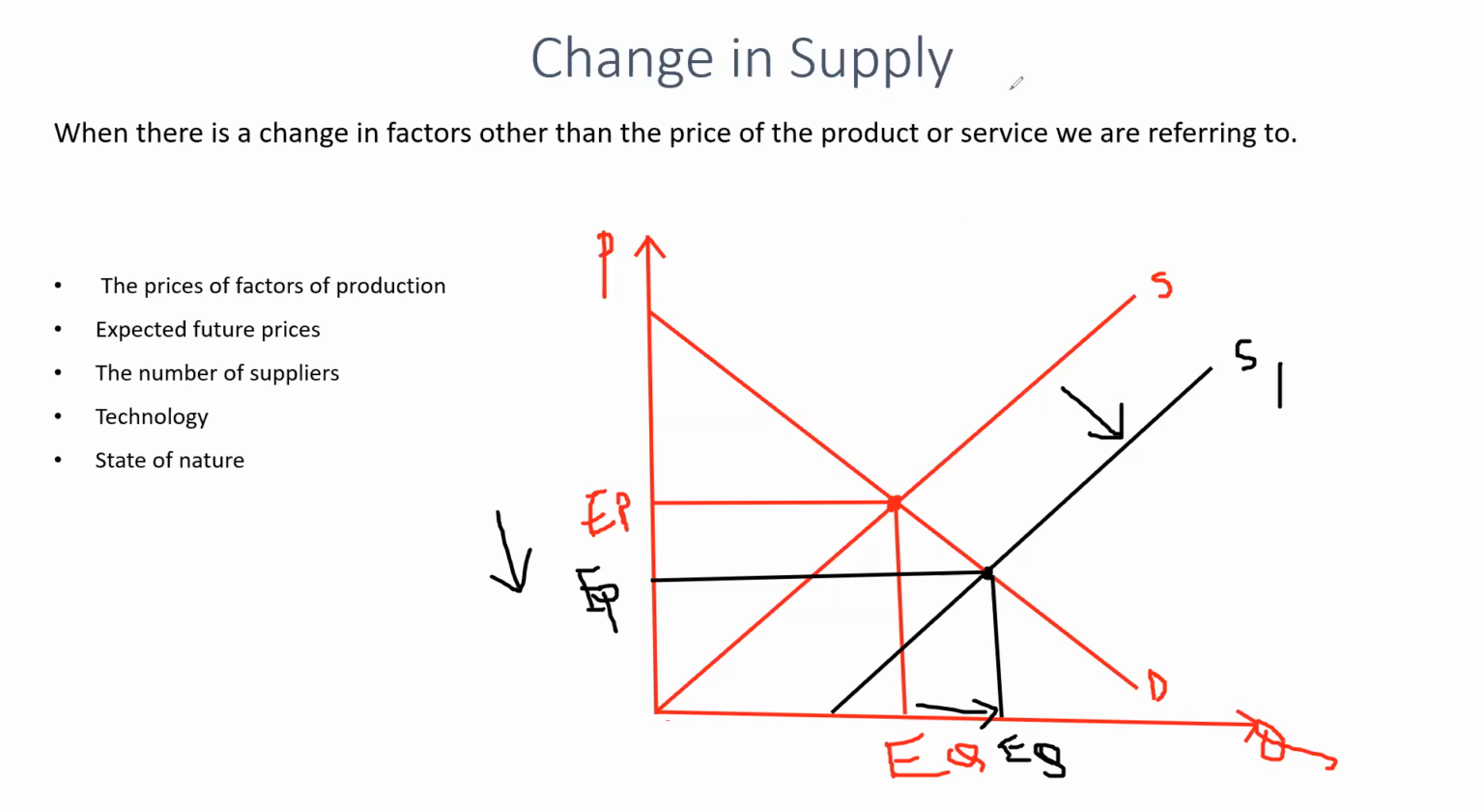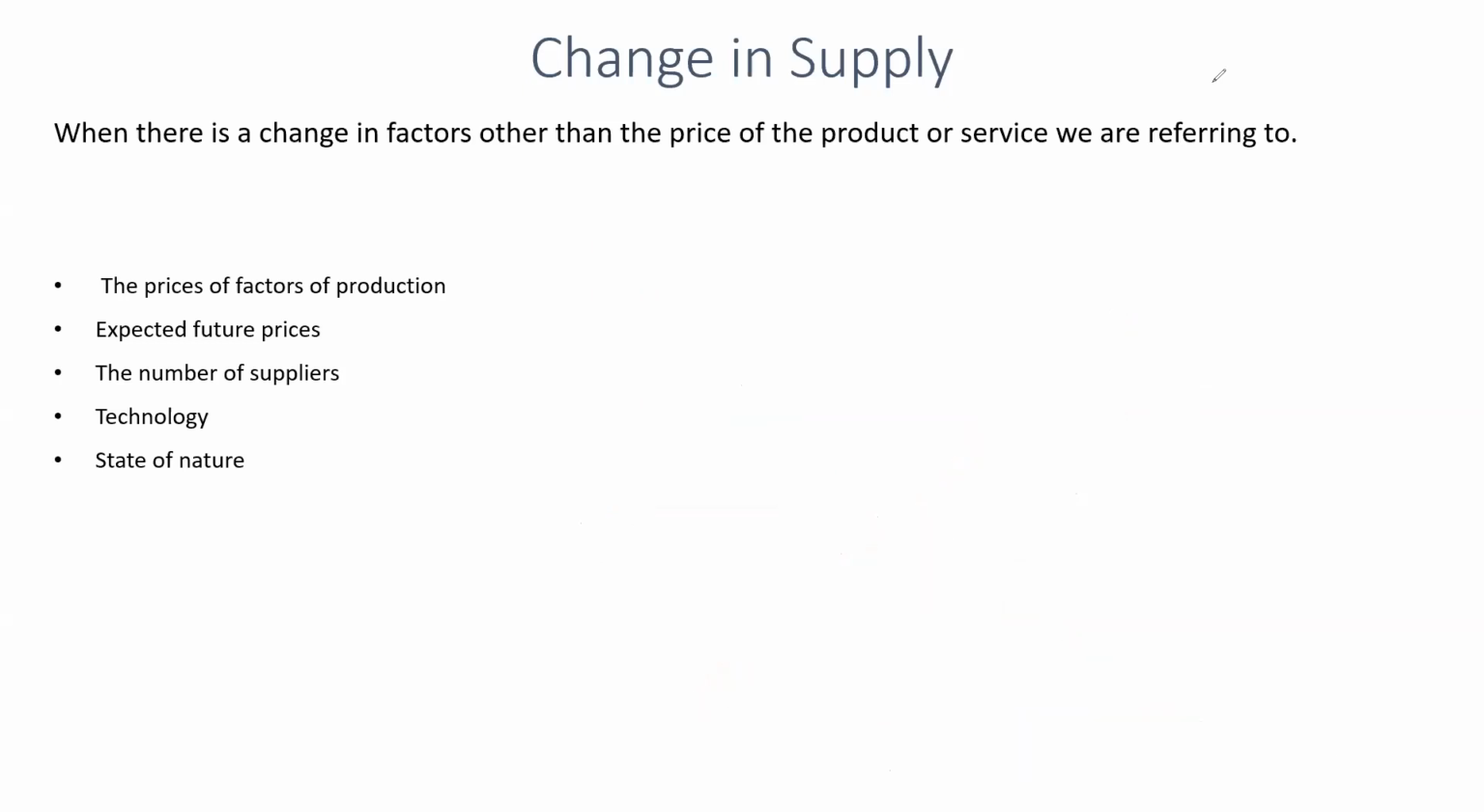Remember to use the word shift. If supply increases, the supply curve will shift to the right. If supply decreases, the supply curve will shift to the left. And that will cause a corresponding change in equilibrium price and equilibrium quantity. Let's move on, everyone.